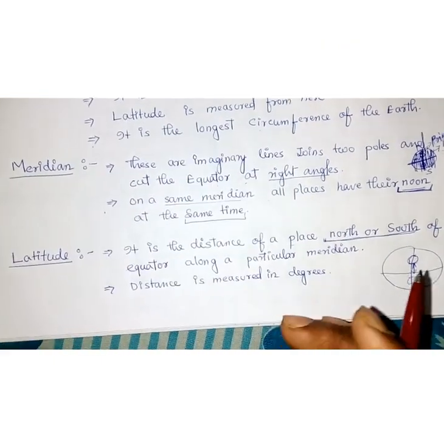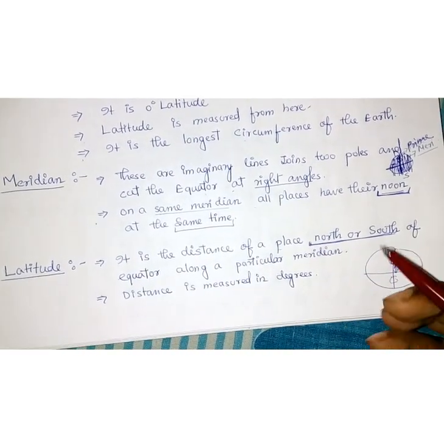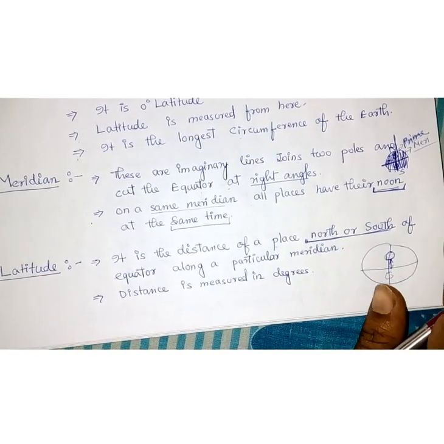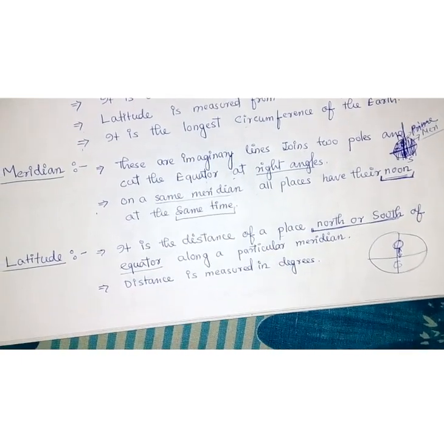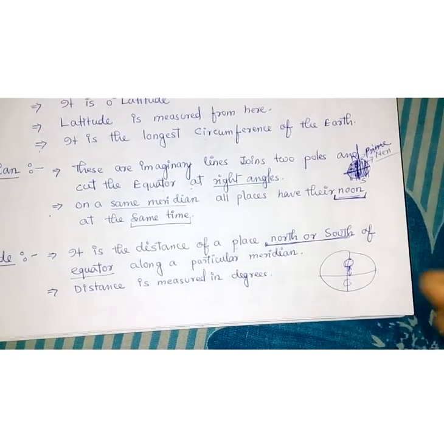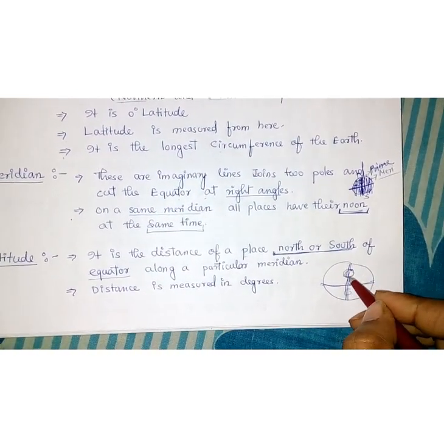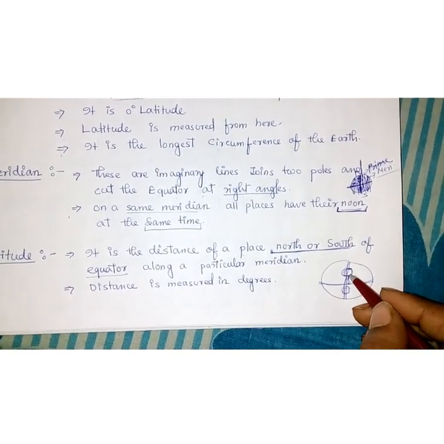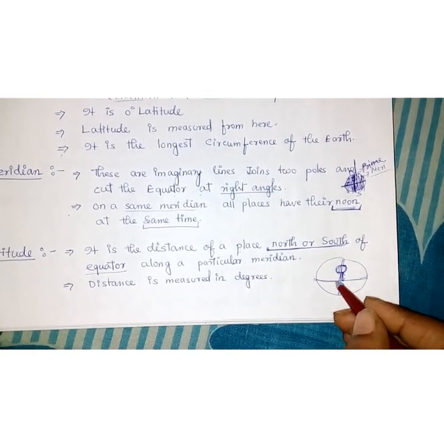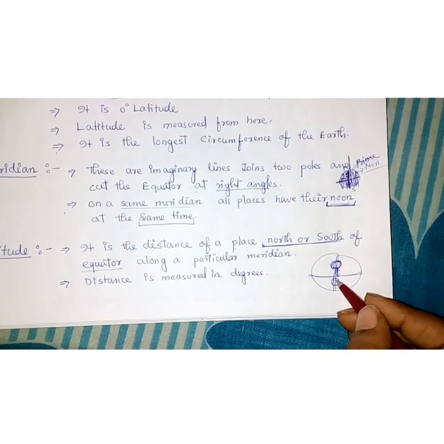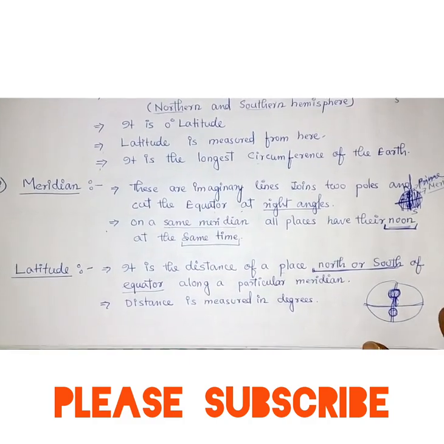Next one is latitude. It is the distance of a place north or south, not east or west, of the equator along a particular meridian. This distance is measured in degrees. Suppose this is the equator and this is one meridian, and there are some places here. The distance of these places from the equator on the north side or south side is known as latitude. It's a distance, nothing else.